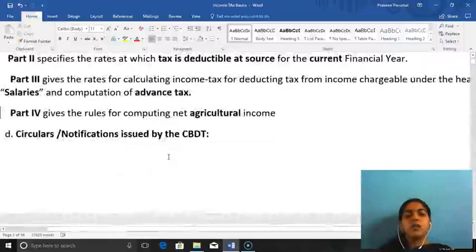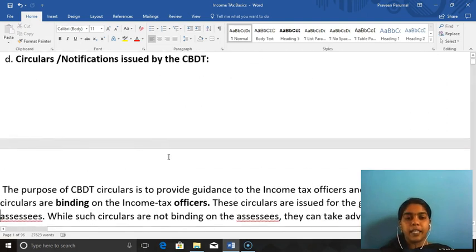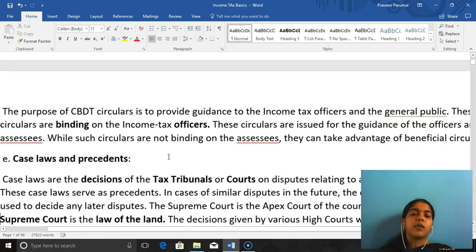Next, circulars or notifications issued by the CBDT. It is a very common principle that every department issues circulars to the departmental people. Circulars or notifications are issued by the CBDT. They name a particular circular with a particular number, and they issue the circular to the department. Notifications are also given a particular number and they are dated. The purpose of a CBDT circular is to provide guidance to the ITO and the general public.